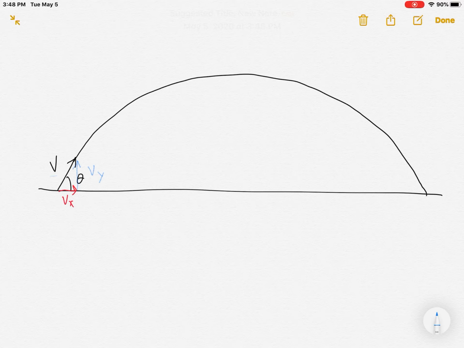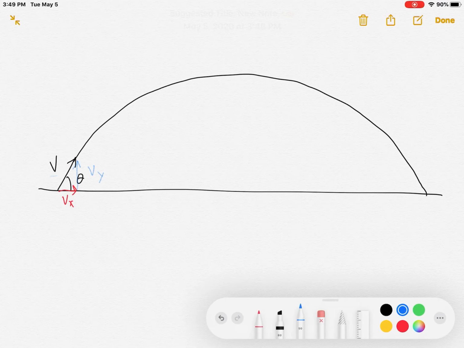Now we can take that velocity and break it up into the horizontal vx and vertical vy portions, and together those are vectors which add together to form the initial velocity v at angle theta. One thing we can say right off the bat is that since this is a right triangle, these vectors form a right triangle.